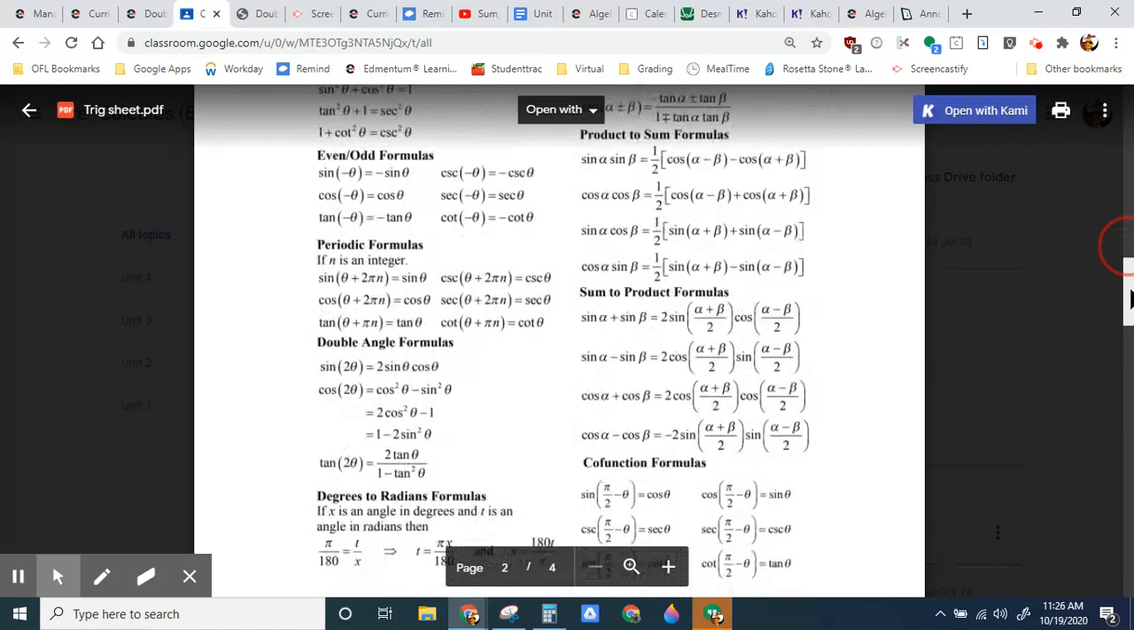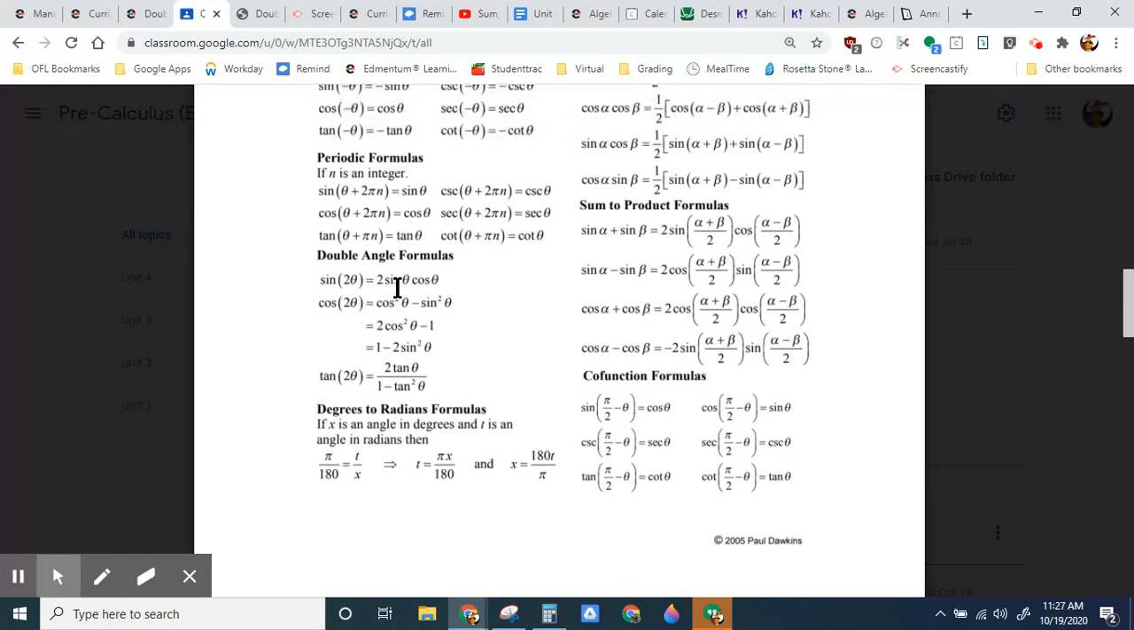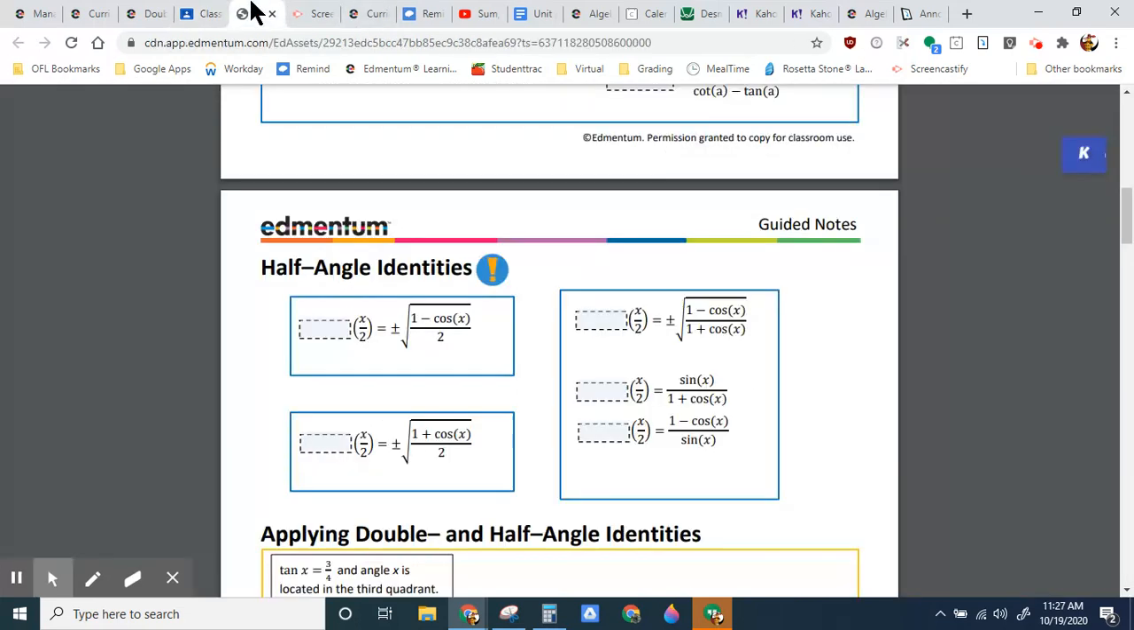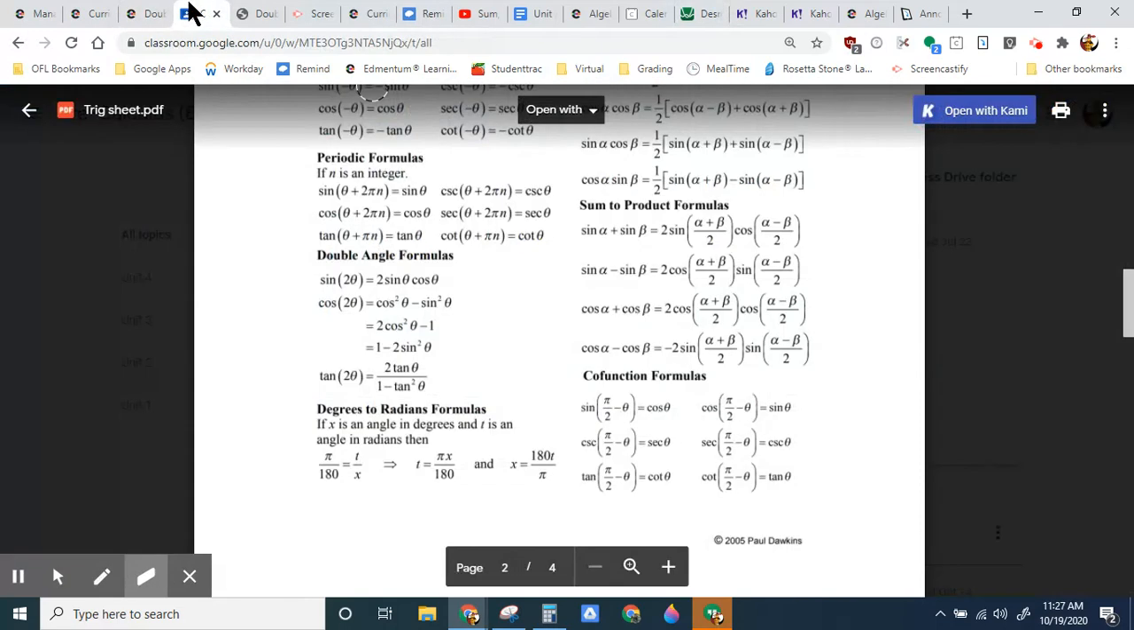Scroll down. Where's double angle formulas? Double angle formula. Oh, I see. So it's 2 times cosine. So we're going to pretend that it's 2 times that. So give me a second. Where's my mouse? There it is. So unfortunately, there's not really a 2 here. There's this 1/16 v squared, right?